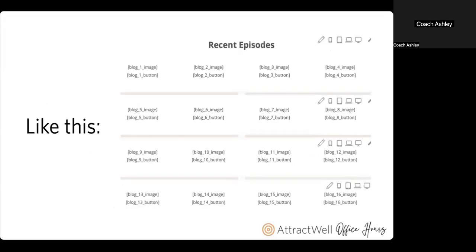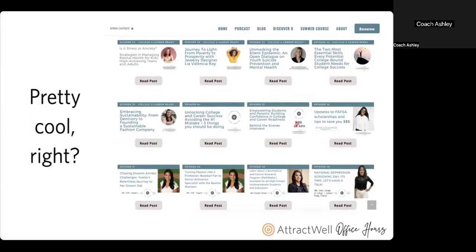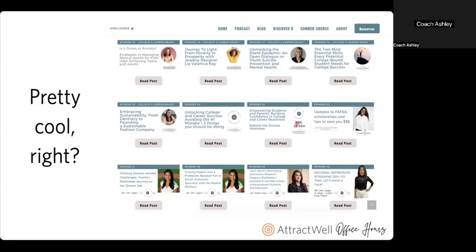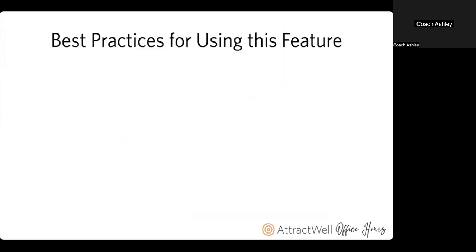So this is what it would look like, right? So on Sonia's site, we're going to actually go and set it up. So maybe the latest 16 episodes, or 16 blog posts in this case, are going to display on her podcast page. And this is what it actually will look like if we use this same setting. So if we do this, this is what will show up, right? For her anyway, because she's following some best practices. So let's talk about what those best practices are before we go and build this on that page.